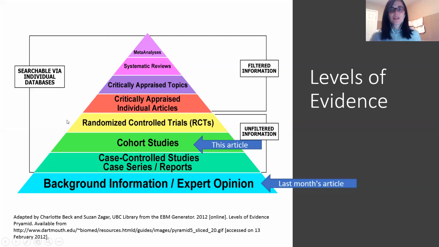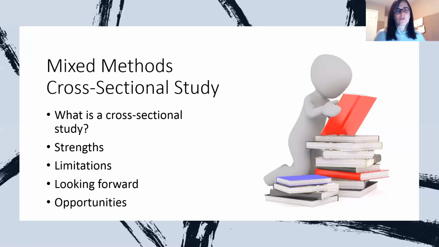So levels of evidence, we look at this every time we come together, and you can see that our article from last month was down in the background, in the expert opinion area. This would fall a little bit part way up, and we hadn't looked at a study like this. It fits into the cohort, possibly a little bit lower, but in the lower end of our pyramid. And that is what we want to look at as we go forward.